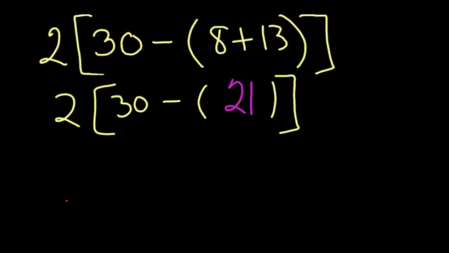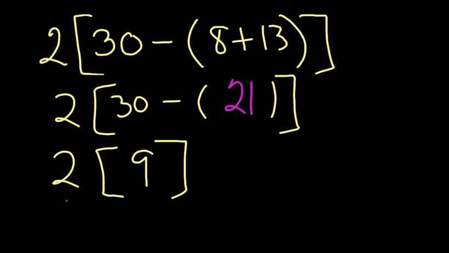Okay? Now, 30 minus 21 is 9. Everything else stays the same. 2 times 9 is 18. That's the answer.